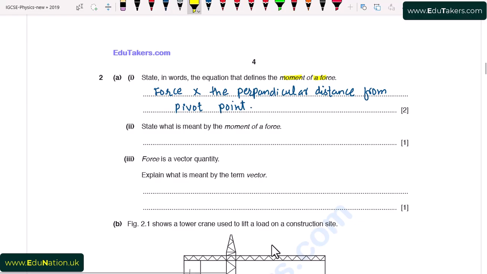Second part, state what is meant by moment of a force. So moment of force is basically the turning effect of force. Right here, it is the turning effect of force.